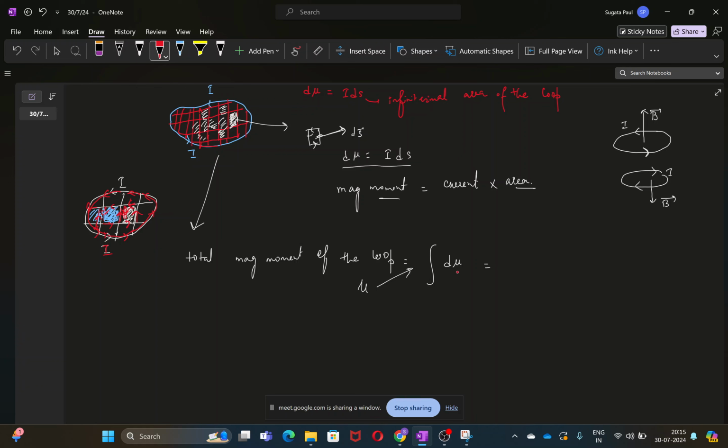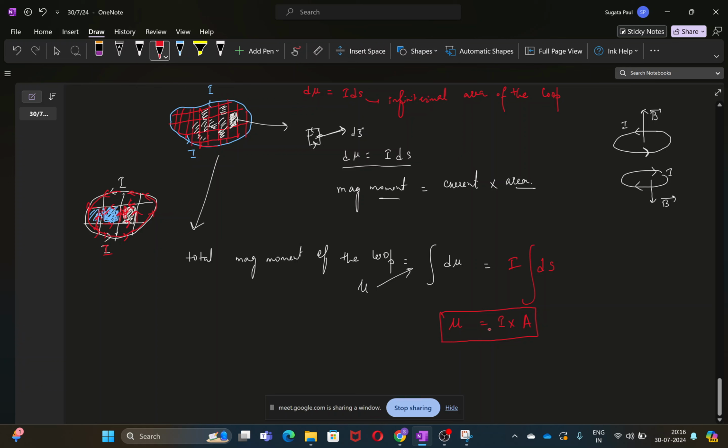So when you take an integral of the individual magnetic moments of each element d mu, you have to take an integral over the whole thing. So the I is constant, so it comes outside the integral, and you are left with ds, the area element, integrated for all the small areas, and as a result you will get the total area. Let's define it as A.